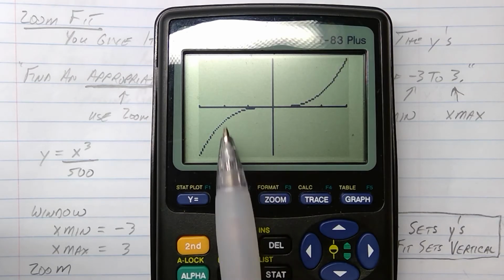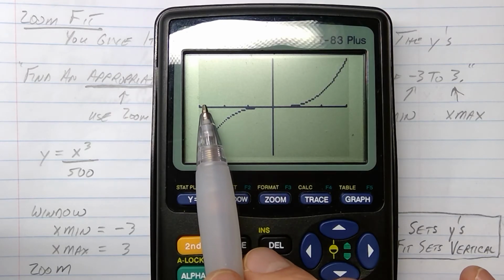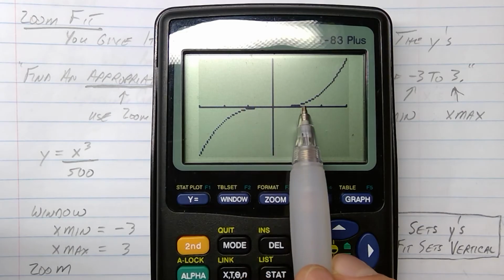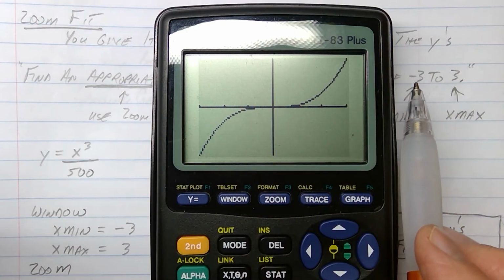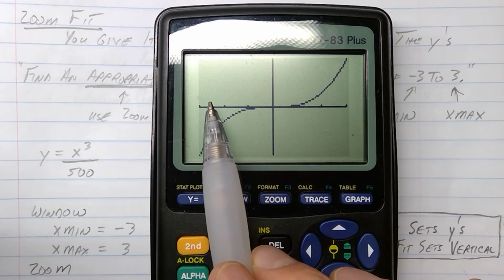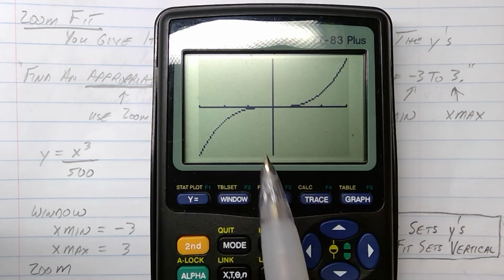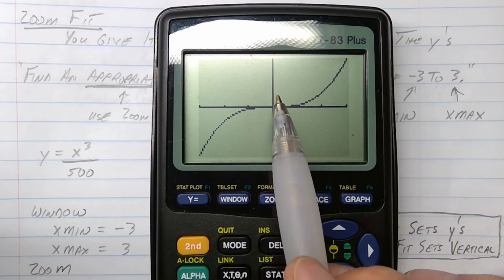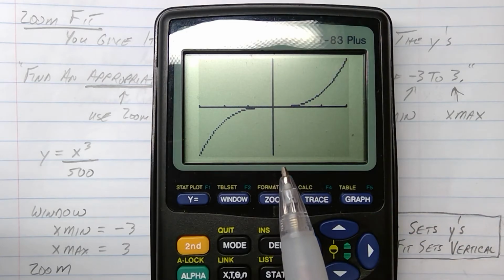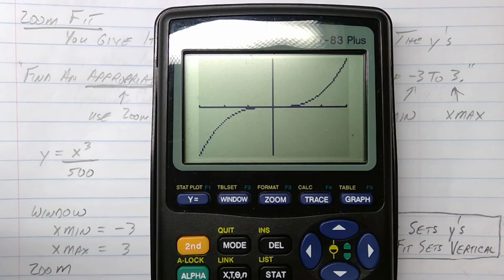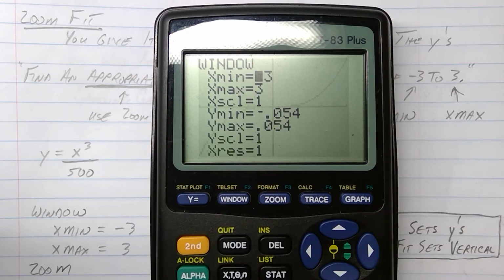And that's what it looks like from an x of negative 3, negative 2, negative 1, 0, 1, 2, 3. So our x's went from negative 3 to 3. We told it to do that. That was given. Now, as far as the y's, it stretched the y's up and down for us. I don't know how far up or how far down it went, but I can look in the window and see. Let's just see what they did.